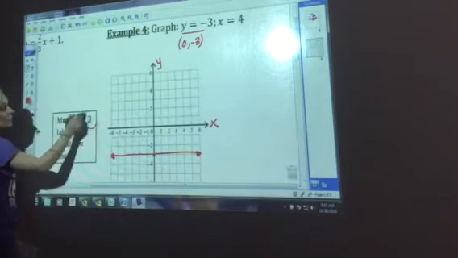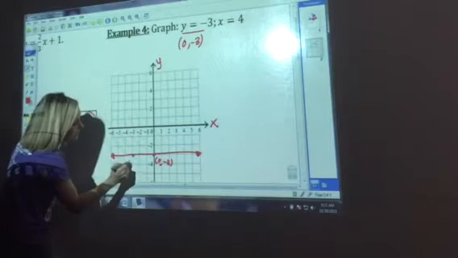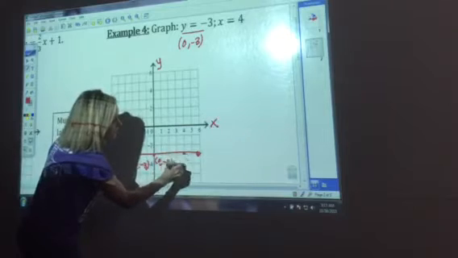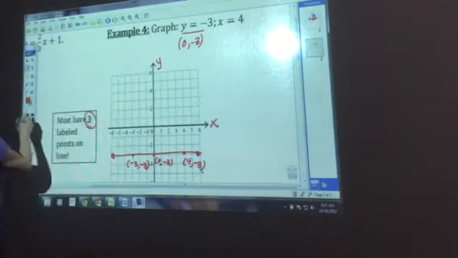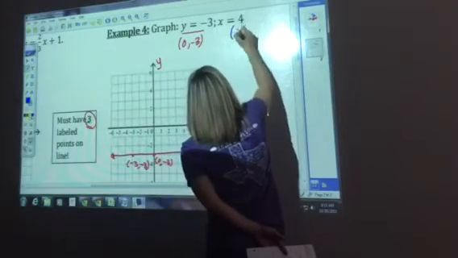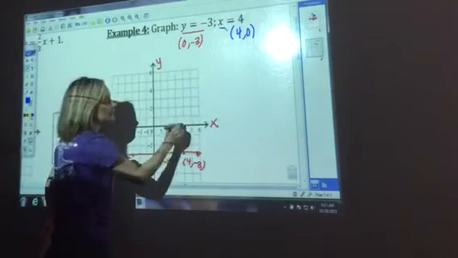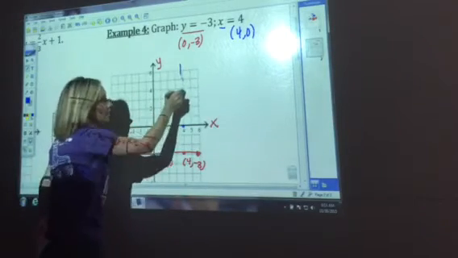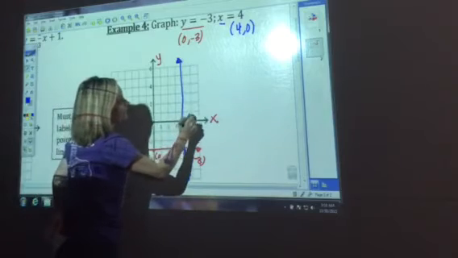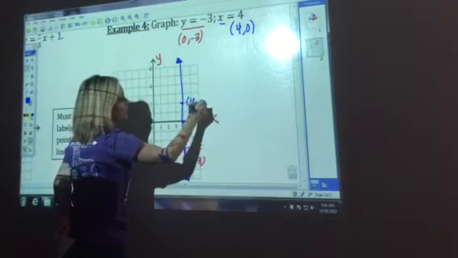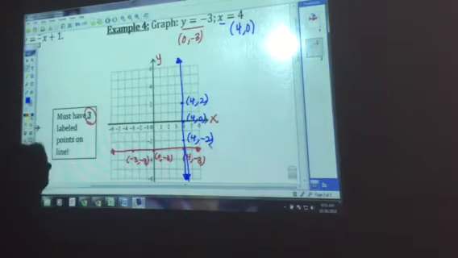If you need to give me 3 more labeled points, it doesn't matter on that line where you pick the other 2 points. So right here this would be (-3, -3), and over here this would be (4, -3). But I do want you to give me 3 more labeled points on that line. The next one is x equals 4. This means that (4, 0) is my x-intercept. This time it's crossing the x-axis at positive 4. I'm going to draw just my vertical line. That point right there is (4, 0), and you can give me 2 more labeled points on that line, and it doesn't matter where they are. But there is the graph of your vertical and horizontal line.